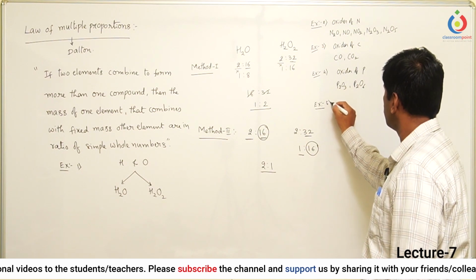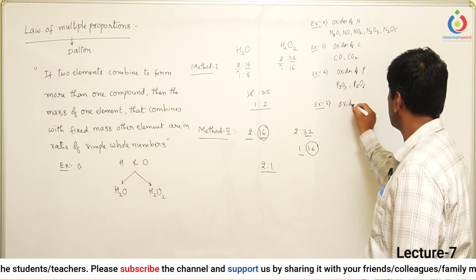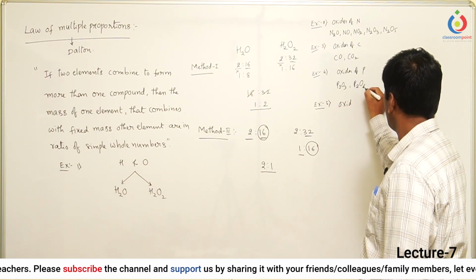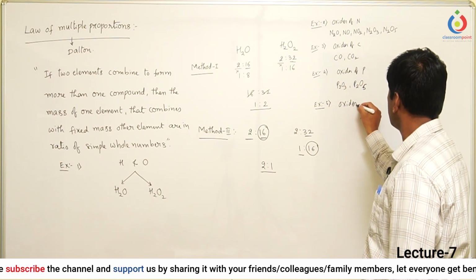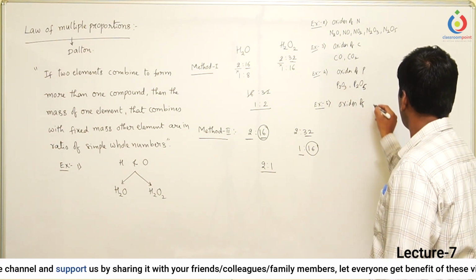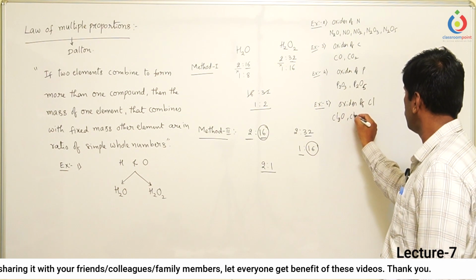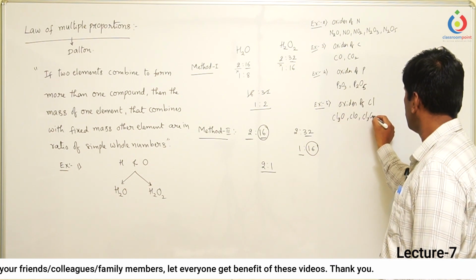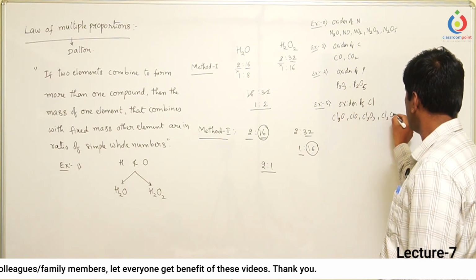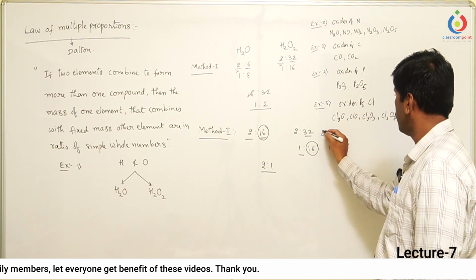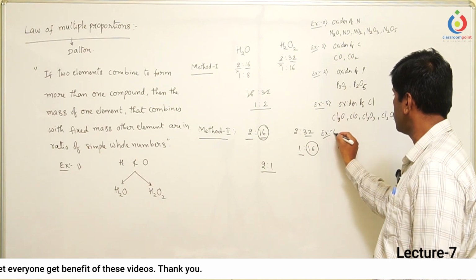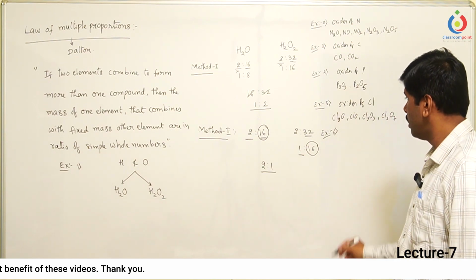Example 5. P2O5. Oxides of chlorine. So let us take Cl2O, ClO, Cl2O3, Cl2O7. So till now we have taken only oxides. Let us take the other elements also.